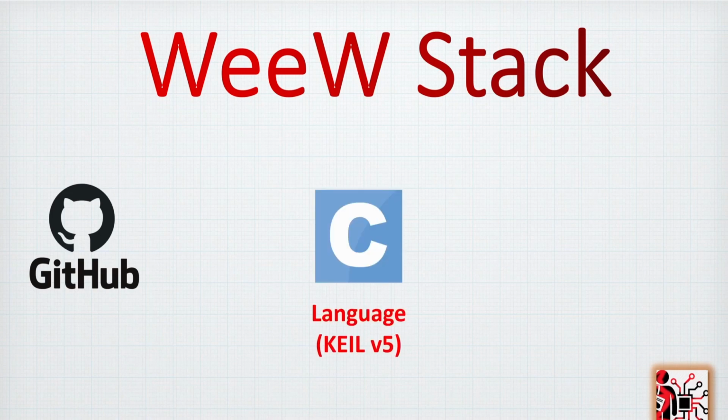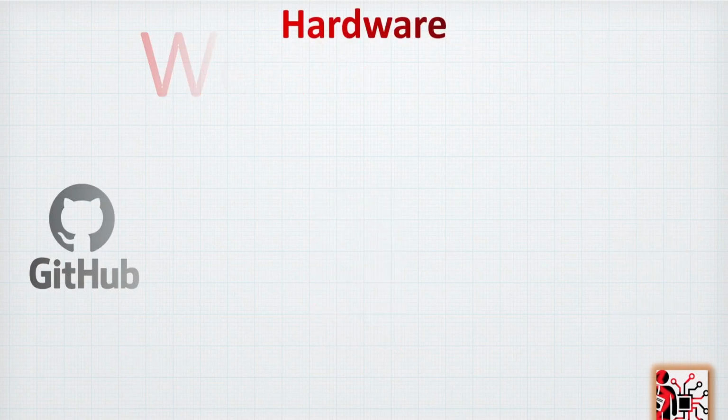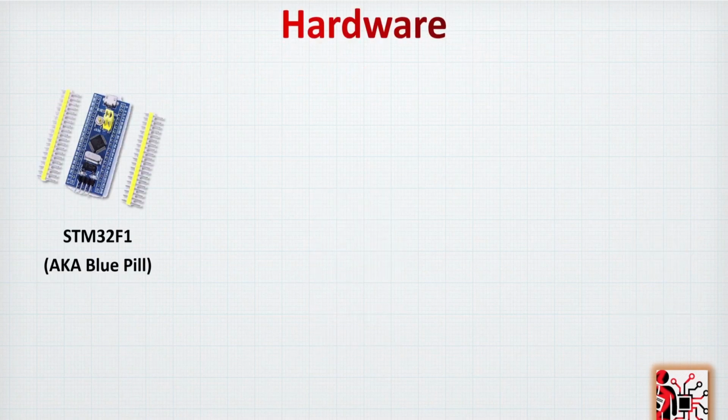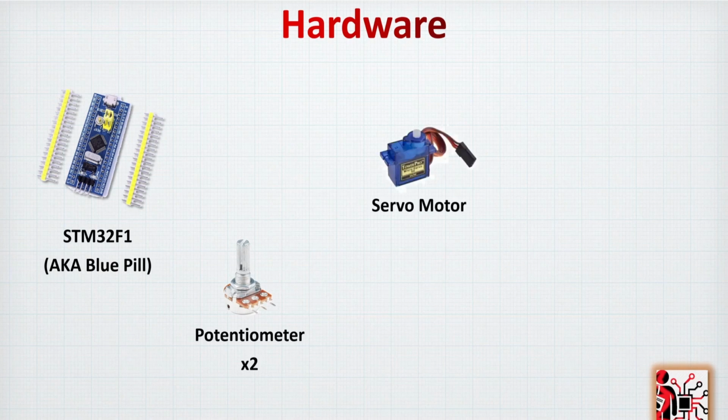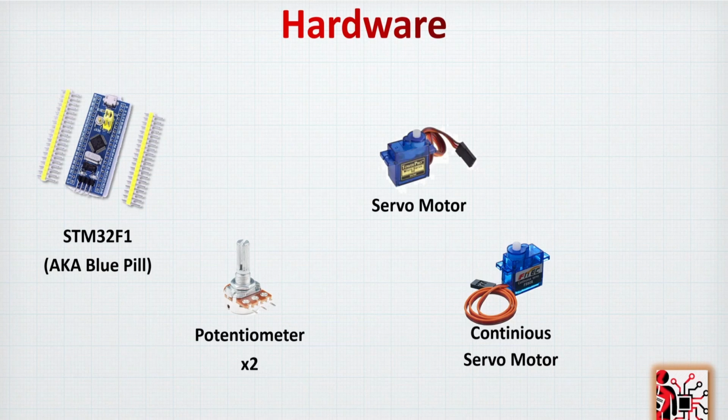We are going to use only C as a language, and the program that we are going to use for coding will be Keil version 5. Finally, this is a little bit intermediate, so I highly advise you to view the previous 3 videos so you can have a really good understanding of how the timer is working. For the hardware, we are going to use today the STM32F1 based board, which is the aka Blue Pill, 2 potentiometers, 1 normal servo motor, and another continuous servo motor, because they do have 2 different ways to use. And finally, 4 AA batteries, which will give us around 5 volts.